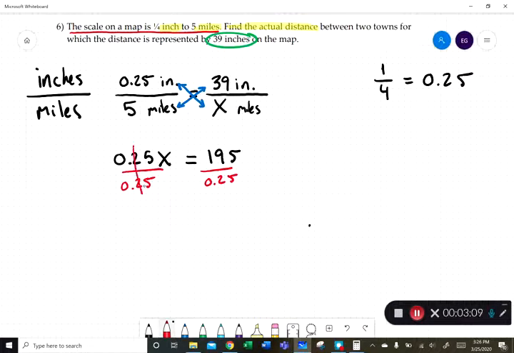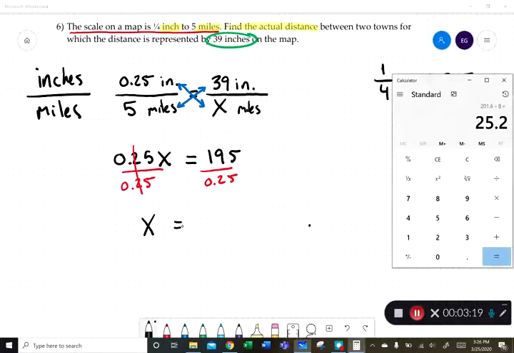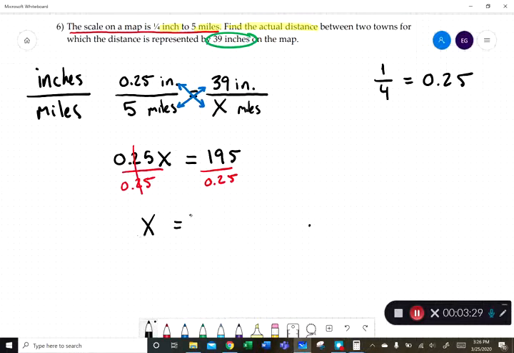On the left, they will cancel, and we will have x. And on the right, let's go over to the calculator here just so we don't make any mistakes. 195 divided by 0.25 is 780. Now 780 what? If we go back to our proportion, x is on the bottom, x is miles, so 780 miles. And that does it for this problem.